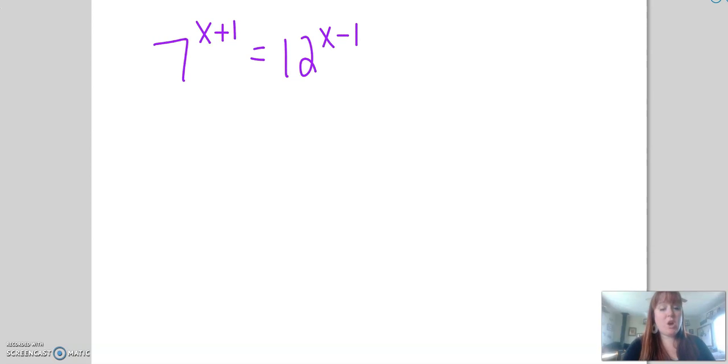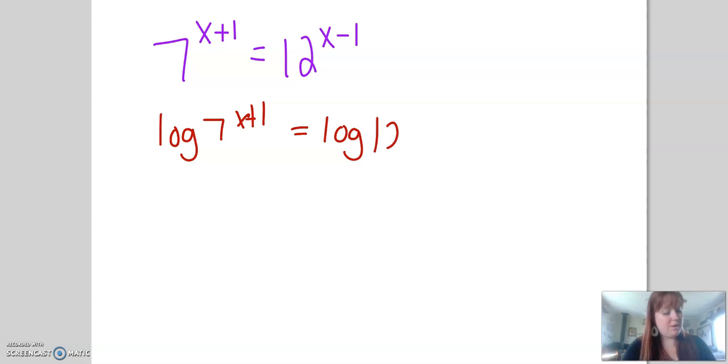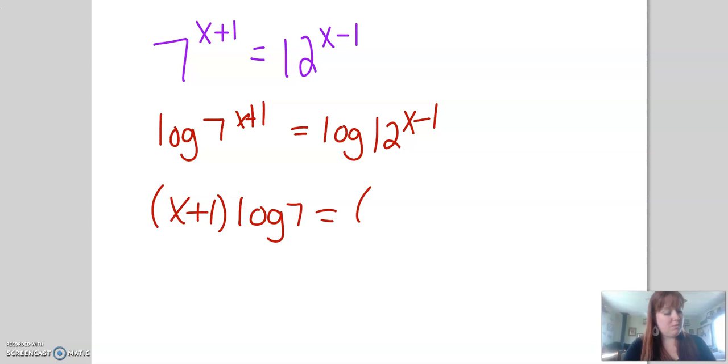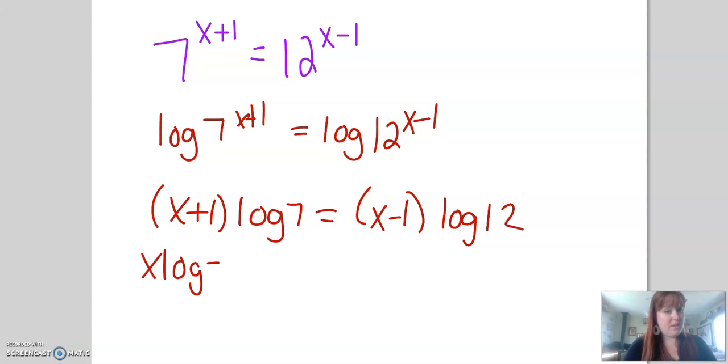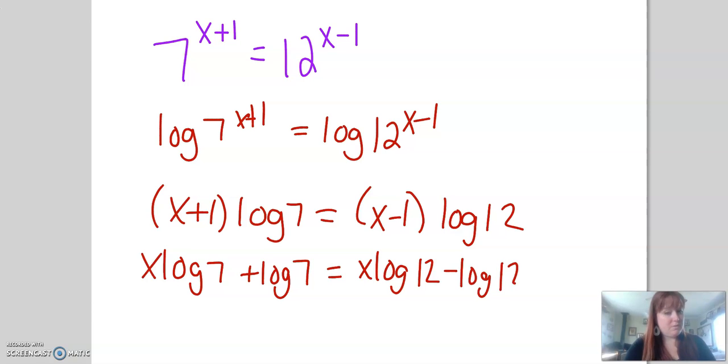So again, we don't have a common base for these, so we just take the log of both sides. So we have log of 7 to the x plus 1 equals log of 12 to the x minus 1. So we have x plus 1 times log 7 equals x minus 1 times log 12. So I have x log 7 plus log 7, because I'm just going to distribute that log 7 in, x log 12 minus log 12.